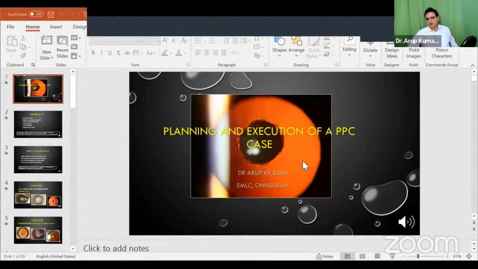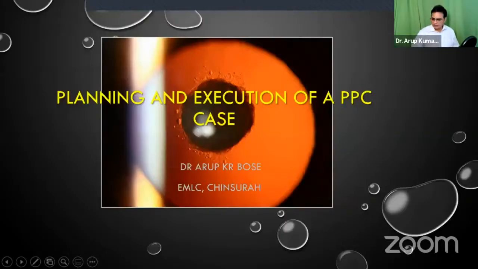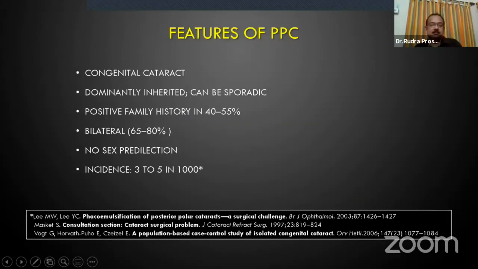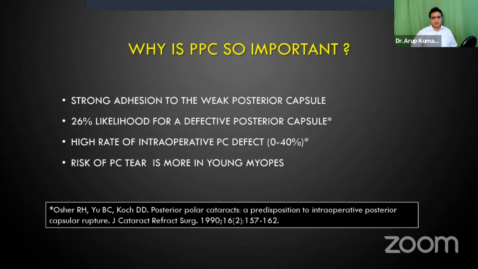It's on posterior polar cataract, the planning and execution of a case of posterior polar cataract. As you all know, posterior polar cataract is sometimes a challenge, and there are certain features. It's congenital in most of the cases. It can be sporadic. Family history is there, so you need to check the family. It's bilateral. In most of the cases, there is no sex predilection, and the incidence is 3 to 5 per 1,000. And why is PPC so important?